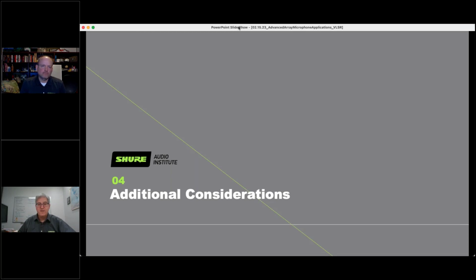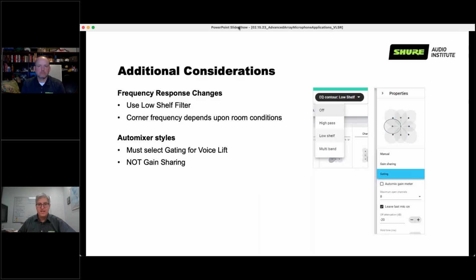So there are a couple other things that we do need to take into account here. And, as we mentioned at the top of this, the room is a big factor in this, and every room is a little bit different. So if we go to the next slide here, one thing that you need to consider is the frequency response impact of the acoustics of the room. And in some cases, you'll want to use a low cut filter, a low roll off filter, to get rid of some low end. And it's going to depend on the room as to whether or not this is a problem.